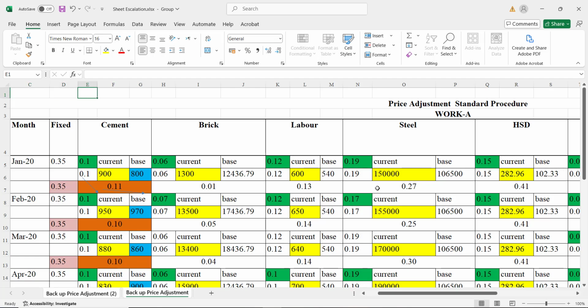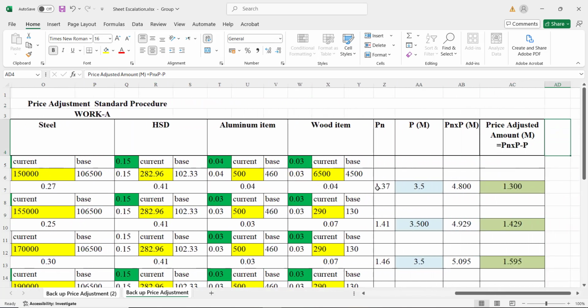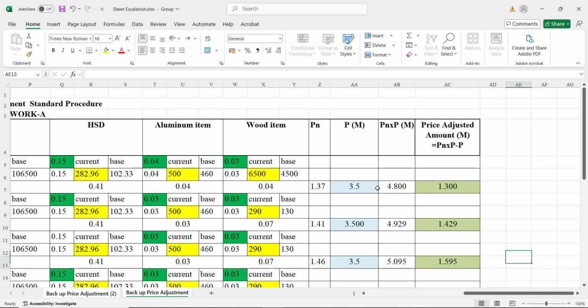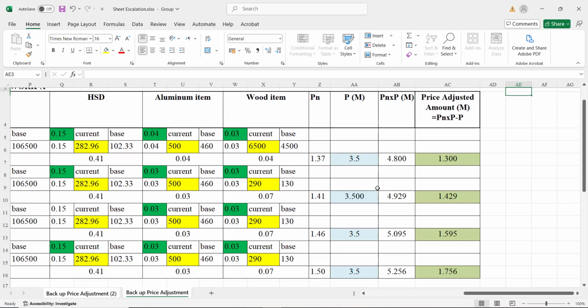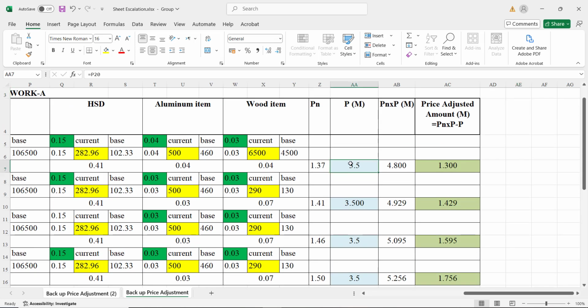Now come to the sheet. This is the sheet. This one is 3.5 million, the total amount, and this is 1.37 is the weight, the PN value. It means 37% escalation has occurred in this month. Here is 41% escalation has occurred in this month. Here is 46% escalation has occurred in this month. Here is the 50% escalation has occurred in this month. Okay, so this percentage changes with this current price.